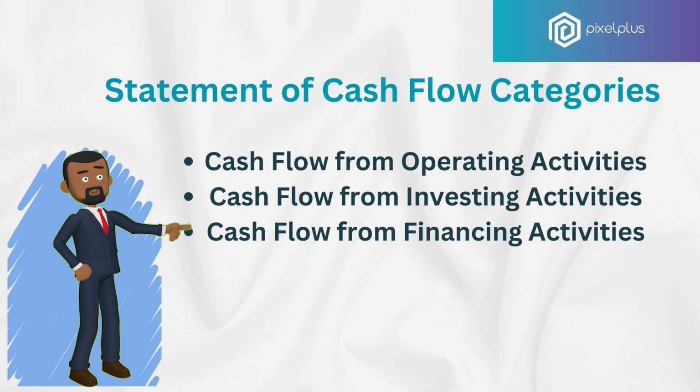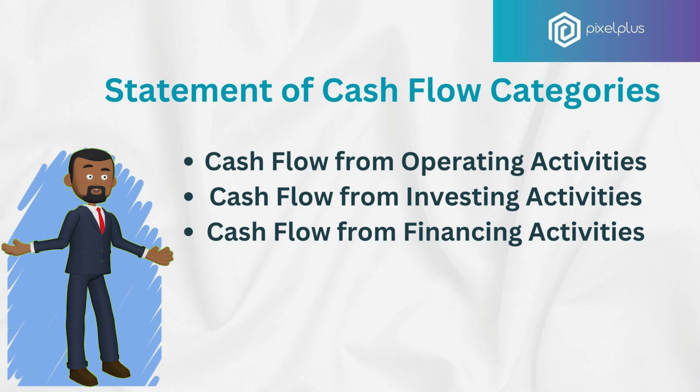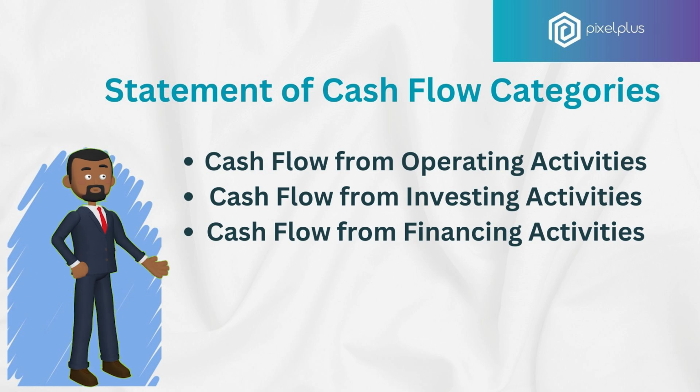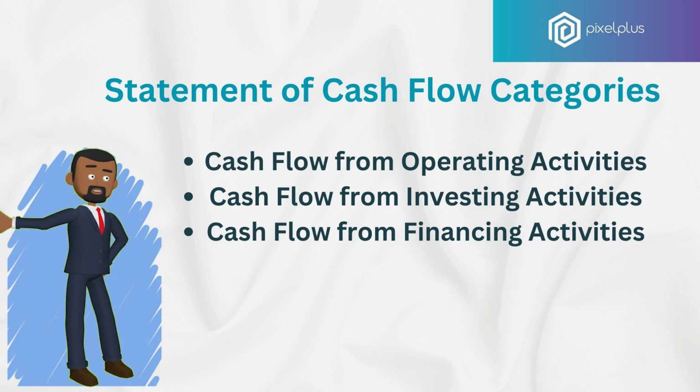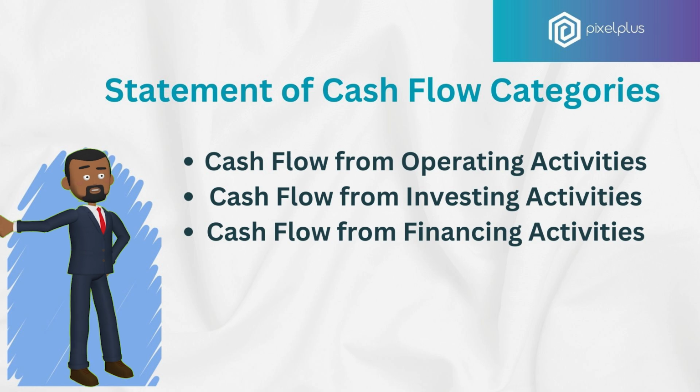This section records the cash generated or used by a company's core business operations. It includes cash receipts from sales of goods and services, cash payments to suppliers and employees, and other expenses related to day-to-day business activities. This section helps stakeholders understand the company's ability to generate cash from its regular operations.